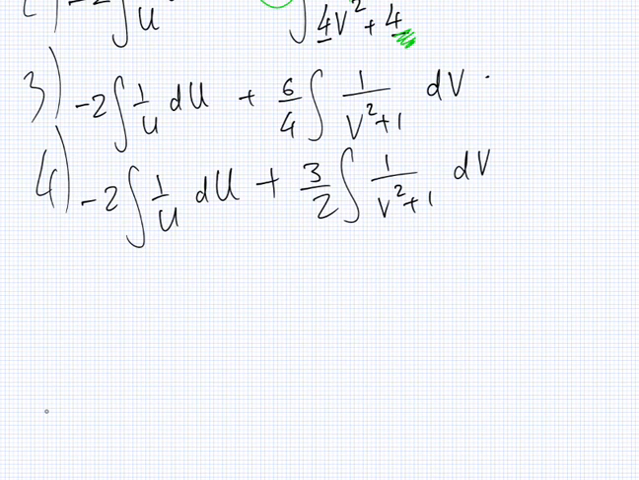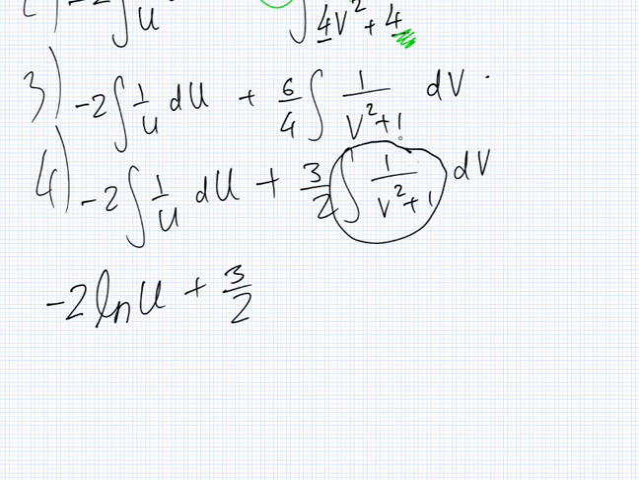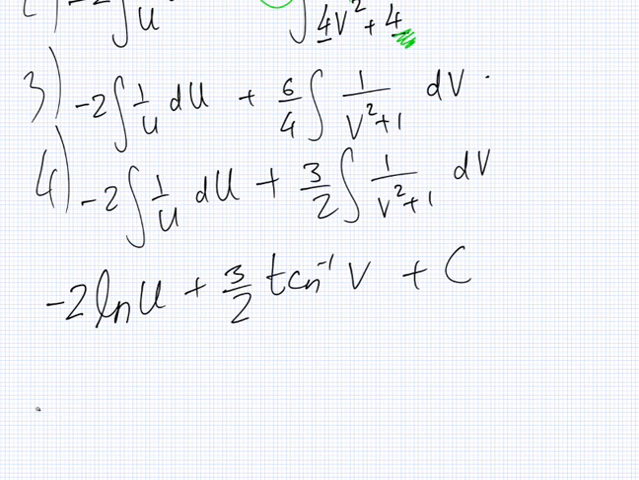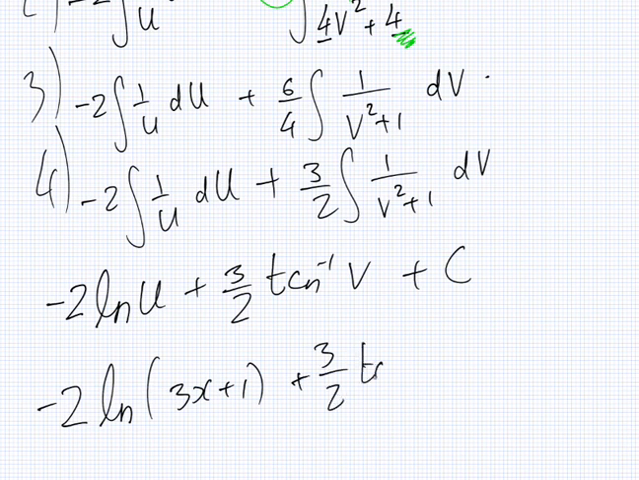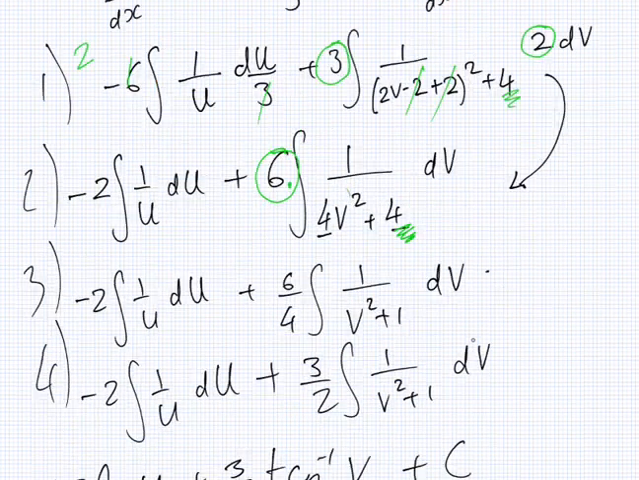Okay. Continuing. So this is -2 log u plus 3 over 2. And what's this one here? This is a special one we have already. What is it? Tan inverse, yeah. Tan inverse v plus c. Okay, so we're finished now. You just need to tell me what the u was. What did I say u was? 3x plus 1. And then what was the v? Half x plus 1. Okay.